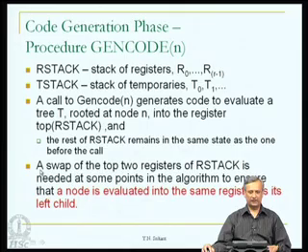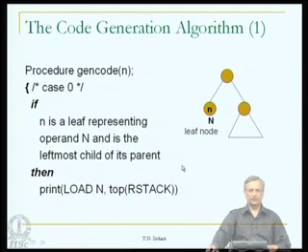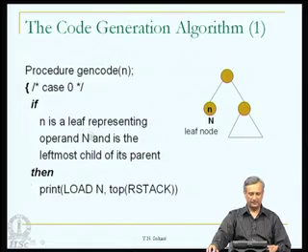We also require a swap operation of the top 2 registers of our stack sometimes to ensure that a node is evaluated into the same register as its left child. So, these are some of the features. This last feature is needed to prove the optimality of the code. So, that is why this is also equally important. So, let us look at the various cases of this particular algorithm.